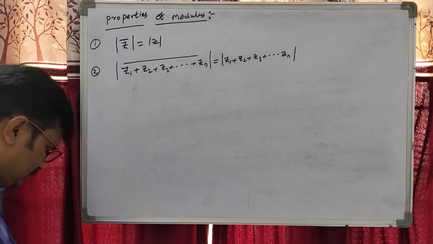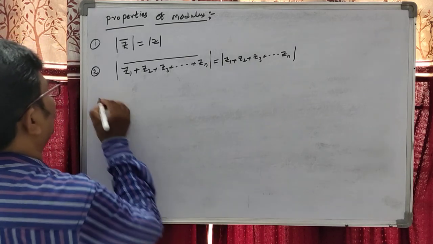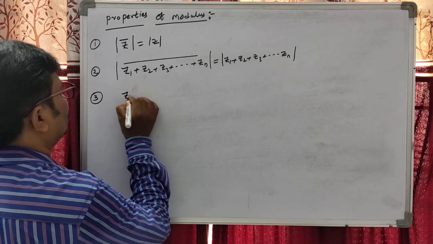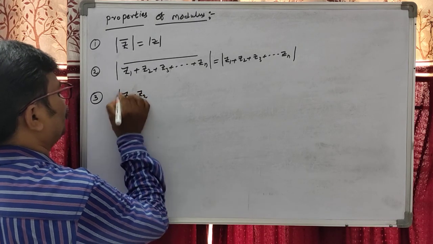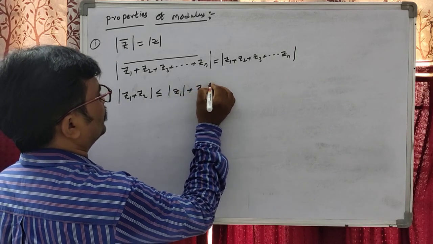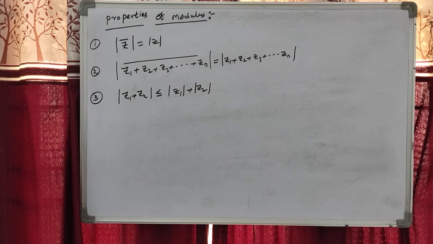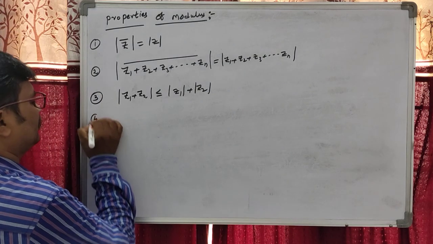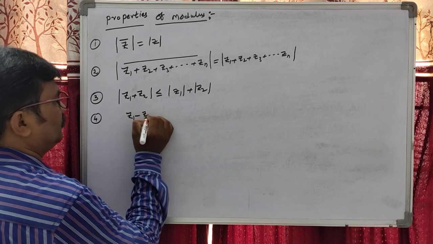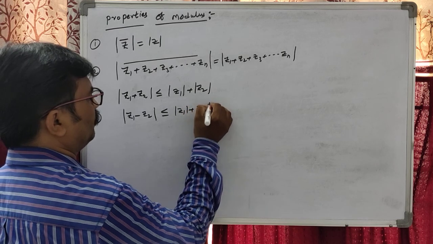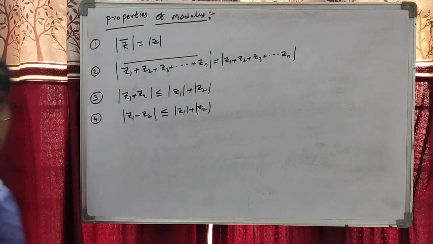Right now, students, the third property is that the modulus of z1 plus z2 is less than or equal to mod z1 plus mod z2. Similarly, students, the subtraction is also the same. The modulus of z1 minus z2 is less than or equal to mod z1 plus mod z2.